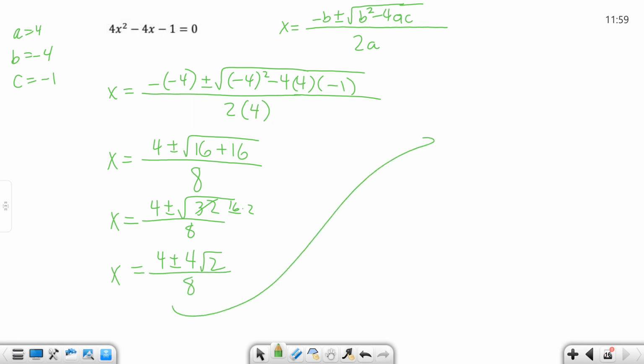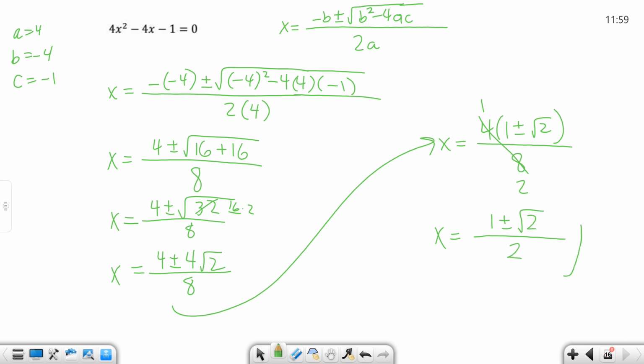And then I can come over here in some space, only because I ran out of space. You don't have to always come over. But then 4 can be factored out: 1 plus or minus the square root of 2 all over 8. And then that becomes a 1 over 2. So x equals 1 plus or minus the square root of 2 over 2.